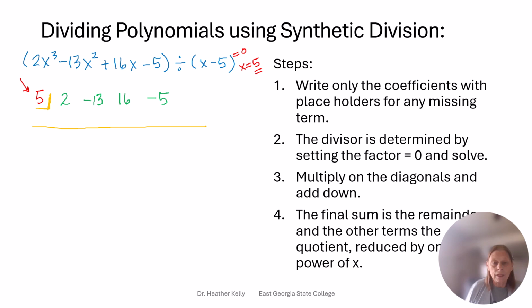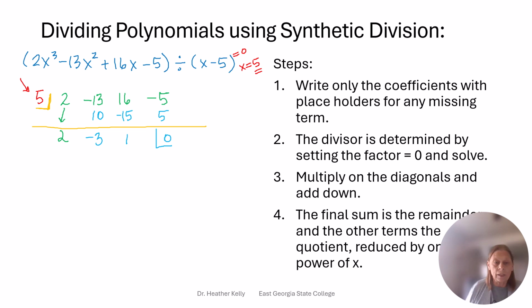Now when you're doing synthetic division, the first thing you have to do is kind of prime the pump. In other words, you have to bring down this first value. So we've got that going. And now we get to multiply on the diagonal and then place the number and add down. So 5 times 2 is 10. Negative 13 plus 10 is negative 3. 5 times negative 3 is negative 15. 16 minus 15 is 1. 5 times 1 is 5. And we're left with 0.